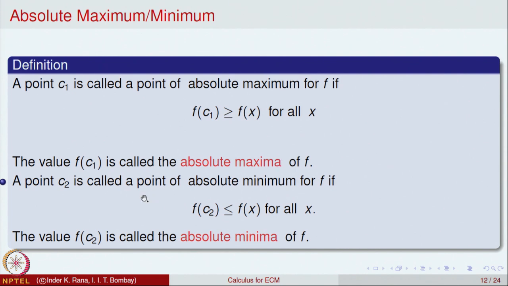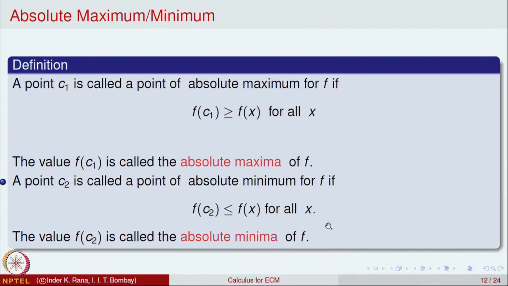Similarly, we can define what is called the absolute minimum of the function in the domain of the function. The point C2 is called the point of absolute minimum if f of C2 is less than or equal to f of x for all x in the domain of the function. So, this value f of C2, the value of the function at that point of absolute minimum, is called the absolute minima of the function.